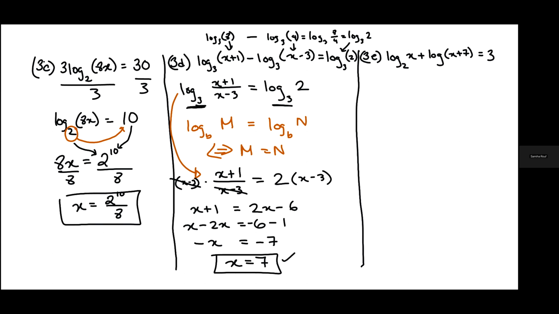Okay, now the last one, it looks very similar to 3D, but the only difference is there's no log statement on this side of the equation. There's only log statements... Oh, there's a mistake here. Okay. There's only log statements on the left-hand side, but not on the right-hand side. So we're not going to have the equivalence property for 3E.